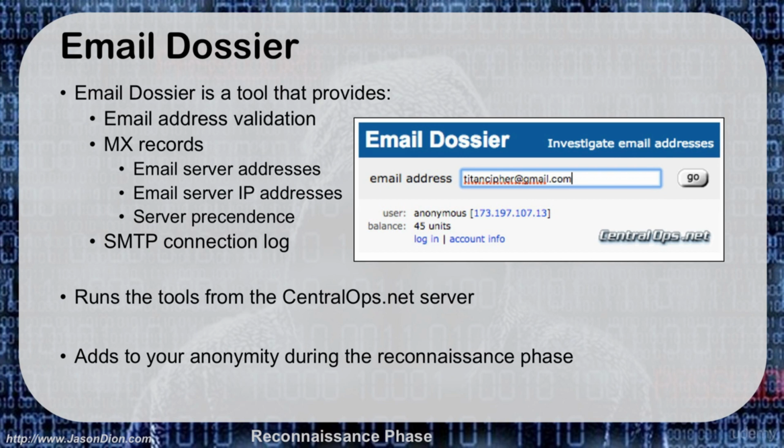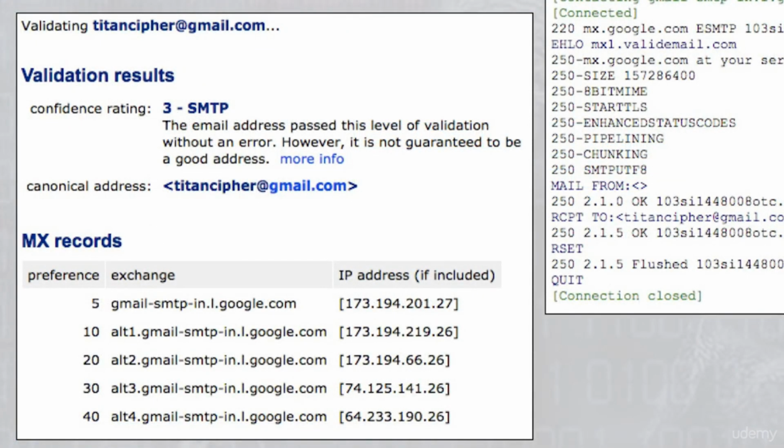So in this example, I have titancipher@gmail.com. This is an email I use with a lot of hacking competitions for my students. If you notice here, we can go in there, click go, and we'll see what we get. In this case, we see that it has a confidence rating of 3, which says that this passed a validation of the email.